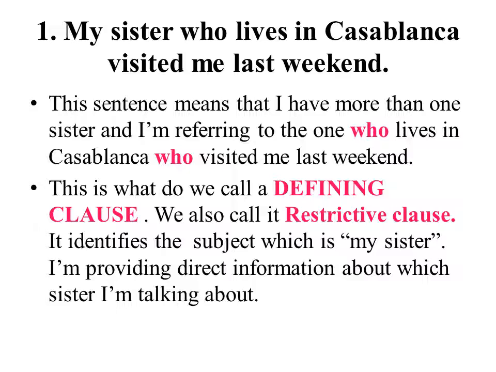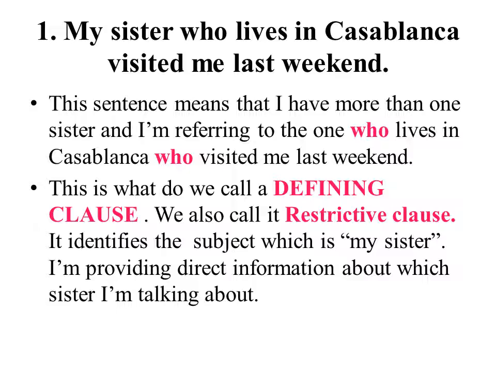Sentence number one, my sister who lives in Casablanca visited me last weekend. This sentence means that I have more than one sister, and I am referring to the one who lives in Casablanca. I am talking about the one who lives in Casablanca, who visited me last weekend. This is what we call a relative clause. It is introduced by a relative pronoun who, because here we are talking about people. And this is what we call a defining clause. It is definite. Defining relative clause.